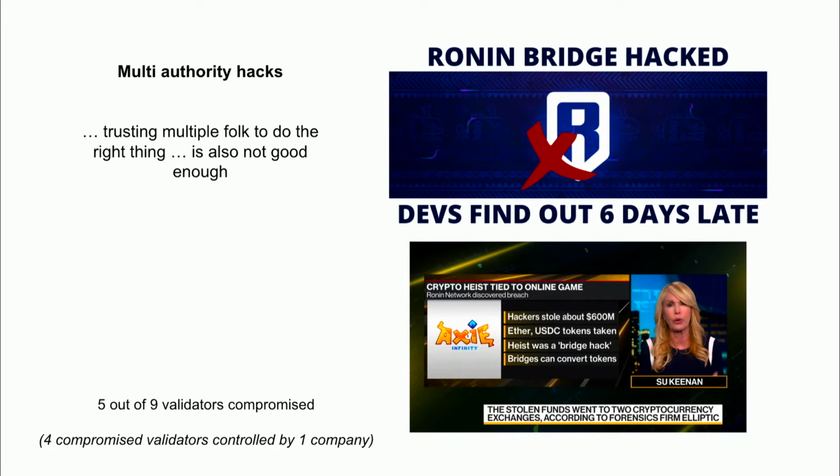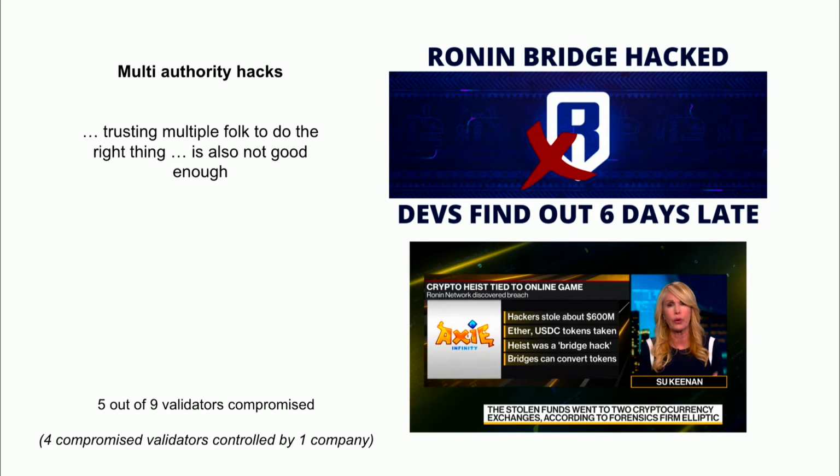The Ronin bridge was a great example. They lost $500 million worth of crypto. But actually, 4 of these validators were just one company, and this one company had pseudo-control over the other validator, so really only one entity was hacked. So it wasn't really a multi-authority bridge, but it's a great example of security by obfuscation.